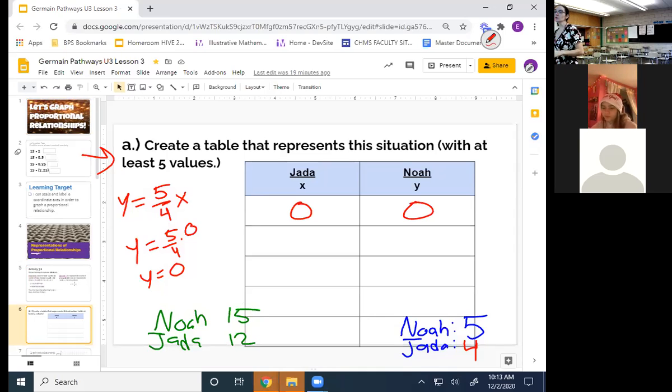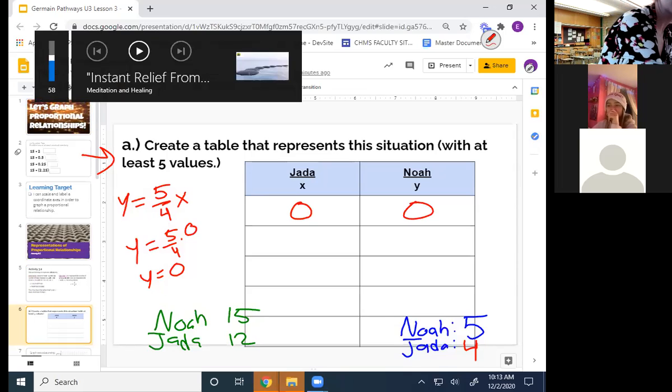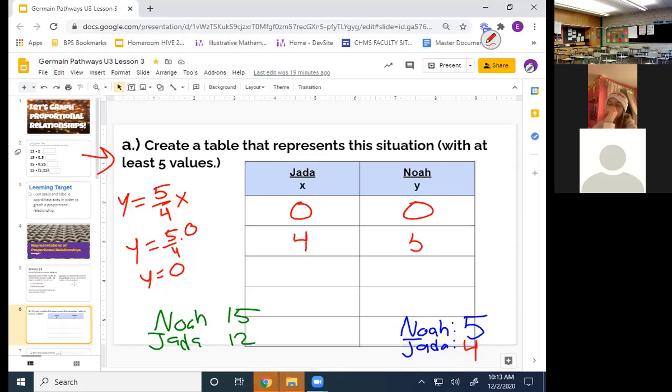Sawyer, can I have you on mute because I haven't heard from you today? Sawyer, what's one set of coordinate pairs that we could do for Jada and Noah? We could do 4 and 5. Very good. So he was a little bit soft there because my volume was turned down. He said Jada takes 4 steps, Noah takes 5 steps. So when Jada takes 4 steps, Noah is going to take 5 steps.